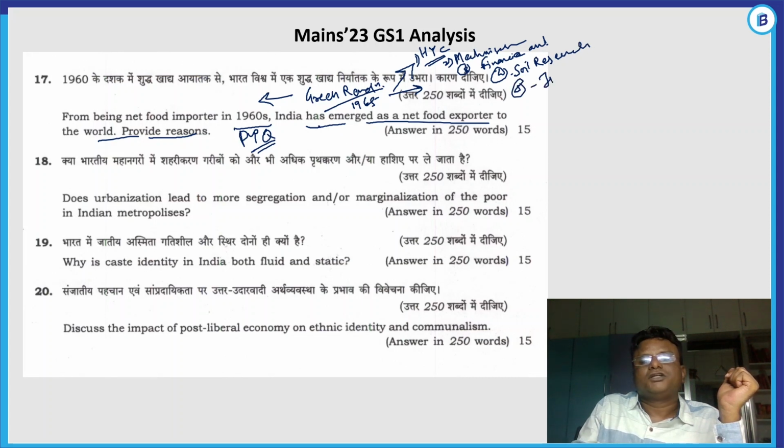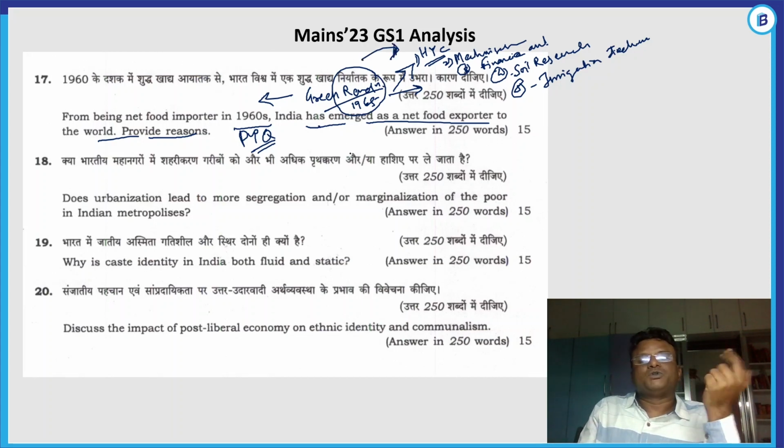Then irrigation technology, everything got improved, right? And the green revolution played a very important role in all this. I'm sure that you have read about it, but again, this is an agri question, right? And a geography question and an economic question.